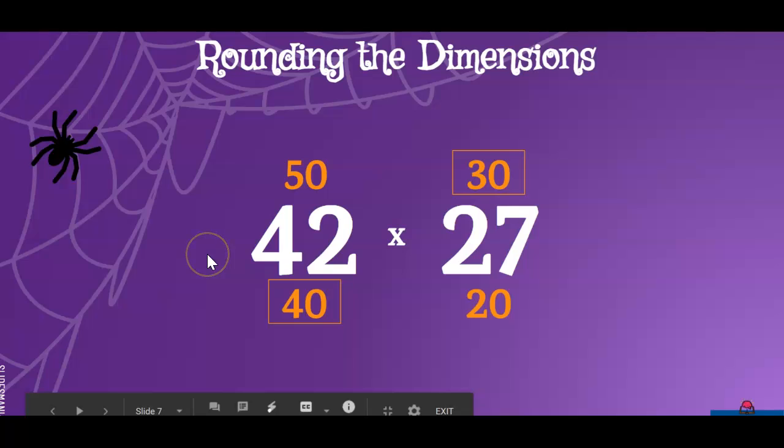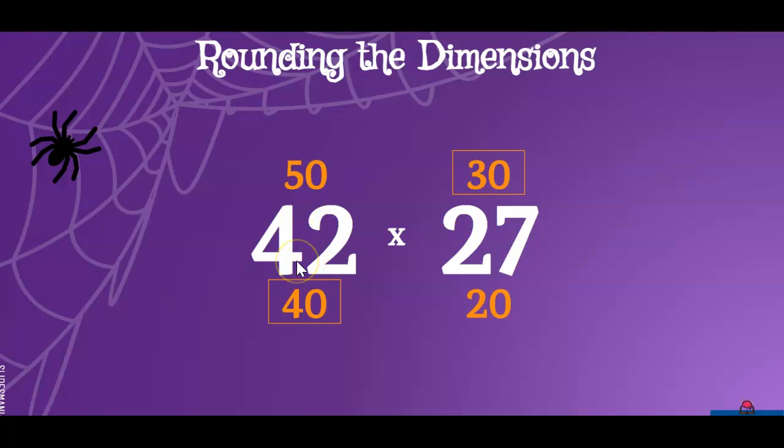So we're going to take our same problem that we just worked on, 42 times 27, just to show, when rounding to the nearest 10, which one is actually closer. For the 42, you see on top I put the 50, which would be if you rounded it up to the next 10, and going down, it would be 40. So 42 is much closer to 40 than it is to 50.